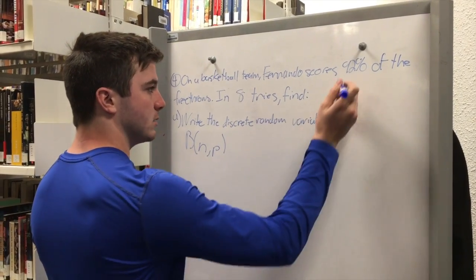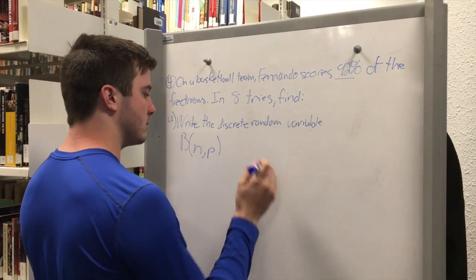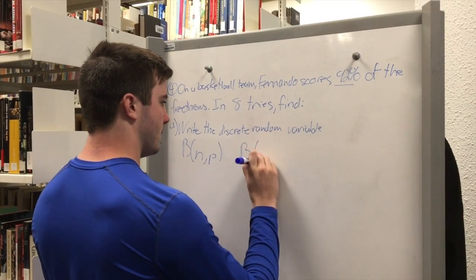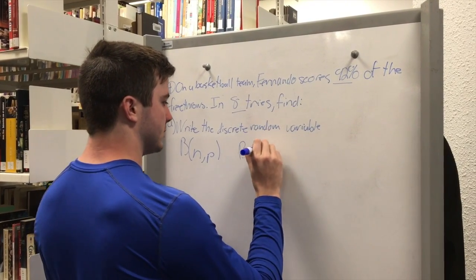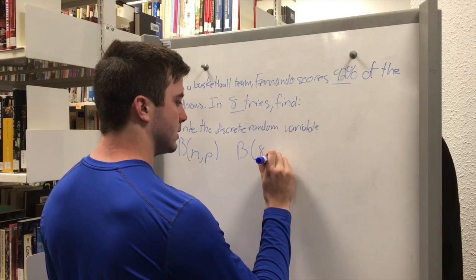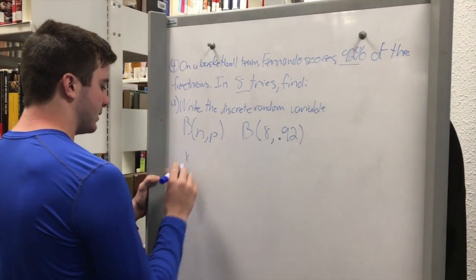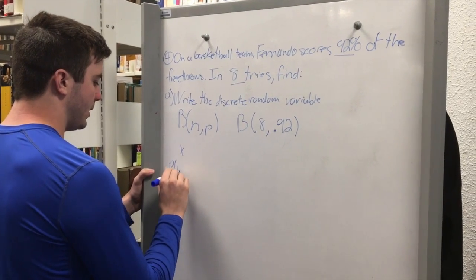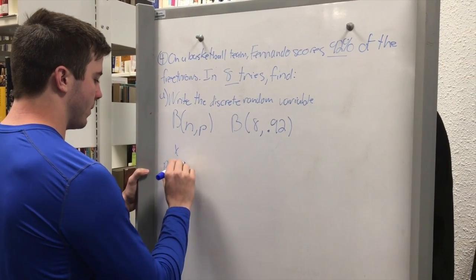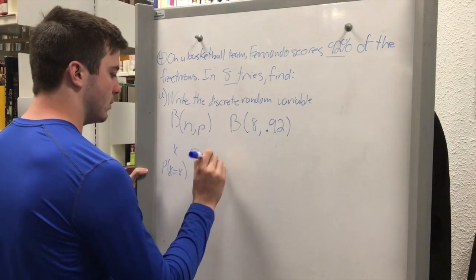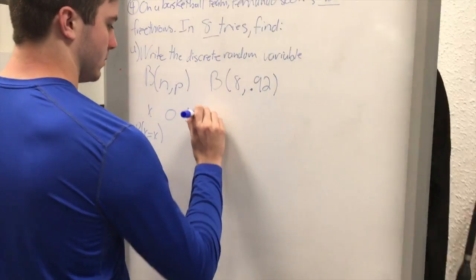So in this case, success will be defined as 92%, so it will be B in 8 tries, N equals 8, and P equals the decimal of the percentage, which is 0.92. Now we will have to write the table, which will be helpful for us later on in the problem, with x from 0 to 8.